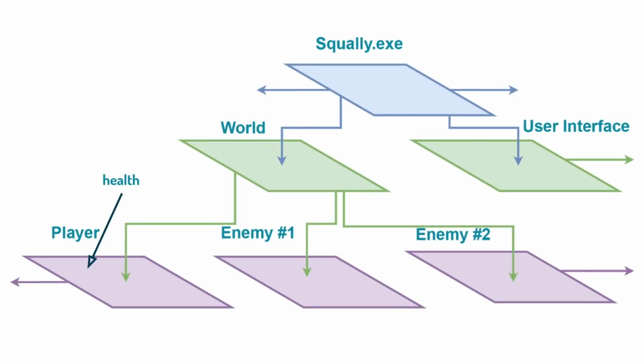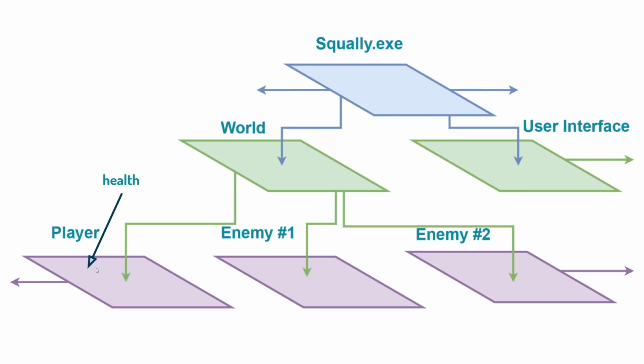Let's say our player's health is stored here in the player object. Now in a C++ game, all the code is stored in the exe, so we know that code somewhere up here is responsible for updating the player's health down here. Our goal is to find that code.